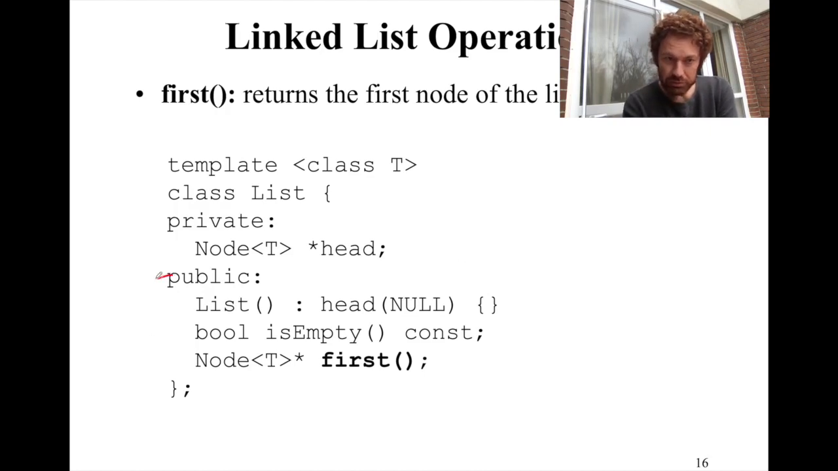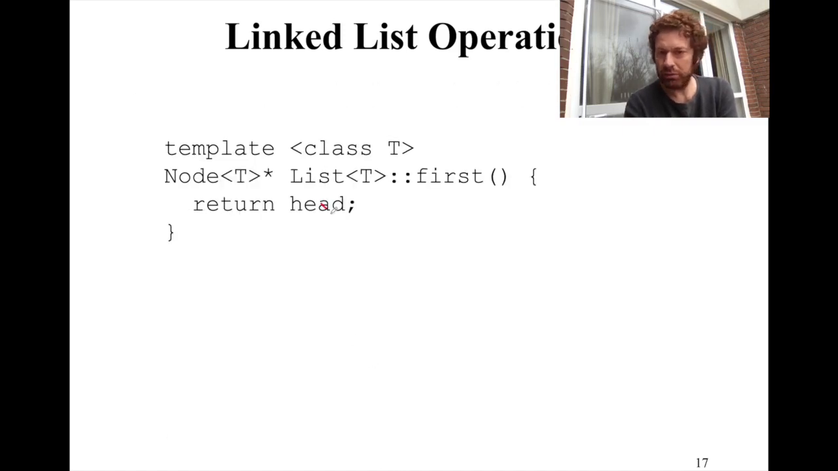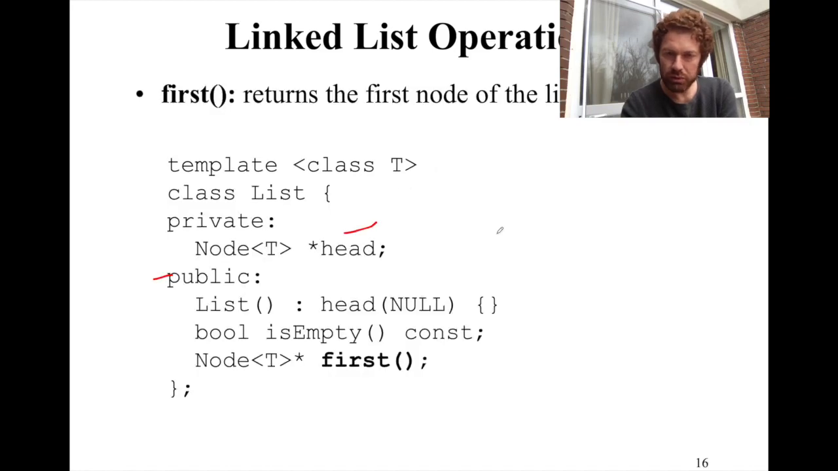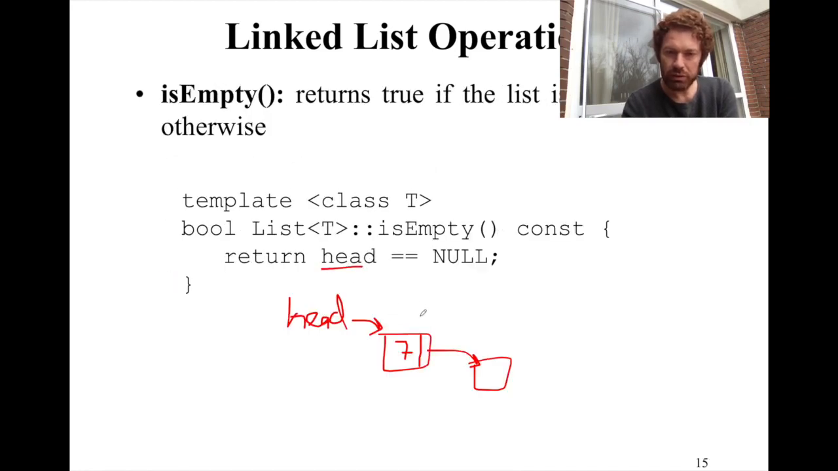First, remember, this is the public part. Head is a private member, so I can't really access head directly from my main function in a different class. So I need a public function called first, which would return head actually. It just makes the reading better. Okay, so whenever I ask for the first element, it will give me this node with number 7 in it.